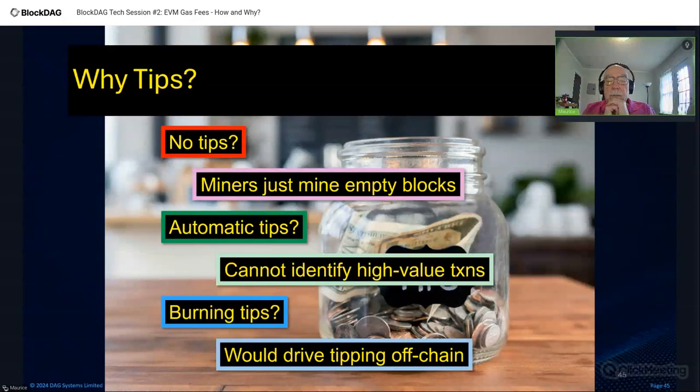We could burn the tips. That means we could use tips as a way of identifying important transactions, but then throw away the money. That would drive tipping off chain. That would create a black market where I would send an encrypted text to someone I know is a miner and say, look, if you put my transaction on the chain, then I will wire you some money surreptitiously. And again, this is one of the scenarios that we very much want to avoid, because we do not want there to be any incentive to do deals off chain.